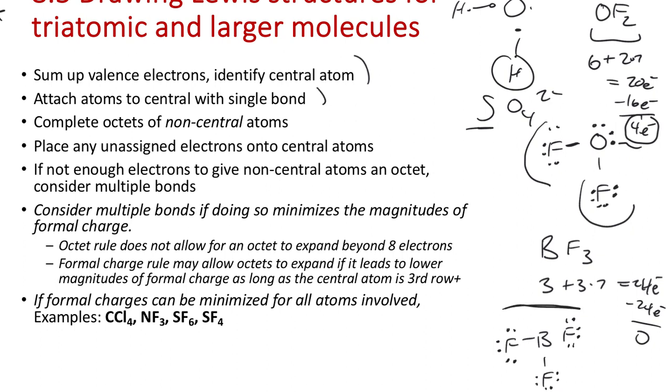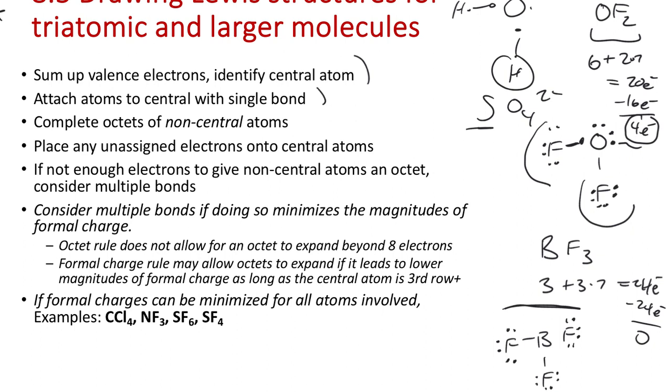And so if we at some point have used too many electrons, we have to use multiple bonds. And then should we consider multiple bonding? Well, I think we should do so if it's going to lead to minimizing magnitudes of formal charge. So something we might want to do for OF2 and BF3 right now is calculate the formal charges for boron and fluorine and oxygen in those molecules.